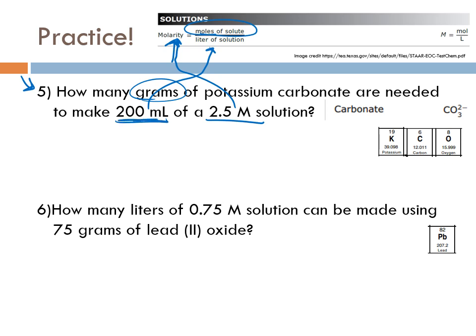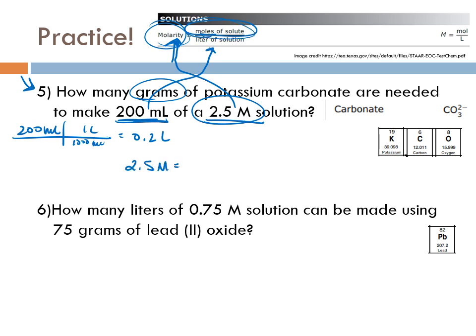Of course, I need to turn my 200 milliliters into liters, divide by 1,000 milliliters in 1 liter. Final answer, 0.2 liters. So I'm going to plug 2.5 molar into the molarity part of my formula. I don't know what the moles are yet. I'm going to leave that as my variable, x moles. On the bottom, the liters of my solution, I turn my milliliters into liters. That's going to be 0.2 liters. So now to solve for x, I'm going to multiply both sides by 0.2. Oops, let me move that decimal place.